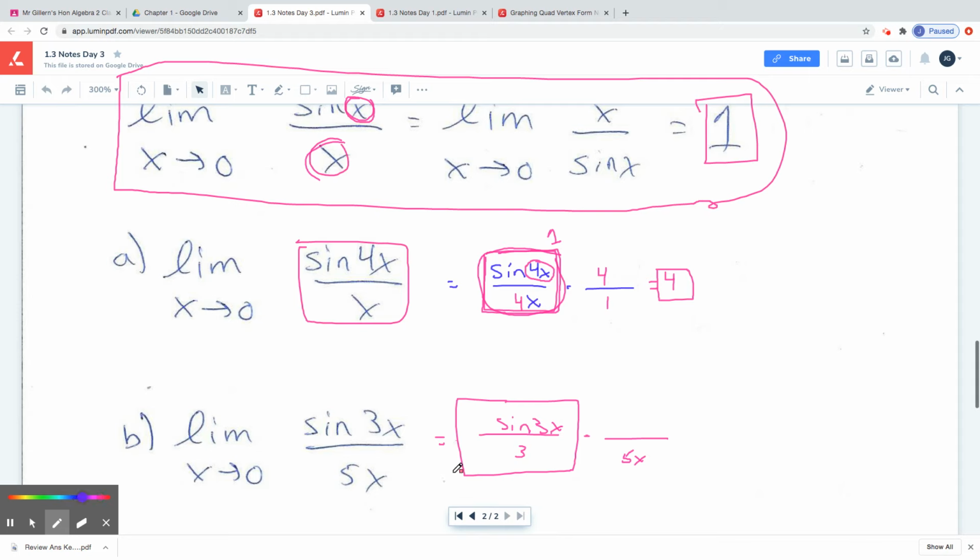So let me put this in a different color. If I put 3x on the bottom there, it's now equal to 1. All of that is 1. But you can't just do it on the bottom; you have to do it on the top as well. The x's cancel, and I'm left with 3/5. And there's my answer. You'll notice 4x over x, the answer was 4. 3x over 5x, the answer was 3/5. Whatever you think the answer is by looking at the problem is probably what it's going to be, but you need to show this work.